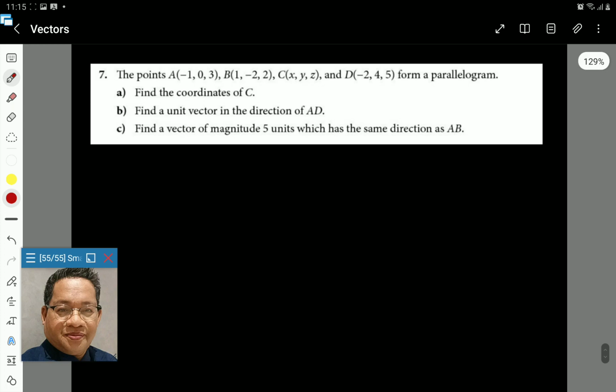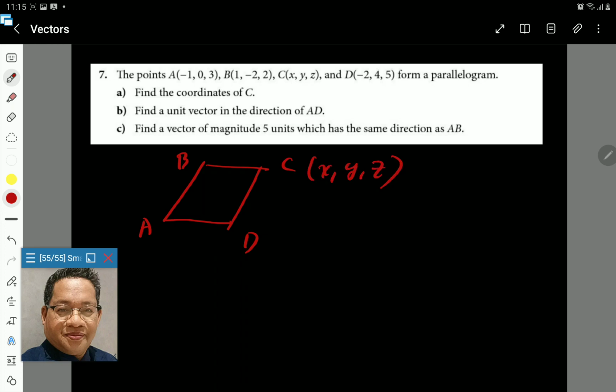Okay, this one. The points A, negative 1, 2, 3, A, B, C, D form a parallelogram. So this is basically the same as my example a while ago. So that is A, that is B, that is C, that is D. And then you are looking for the coordinates of C because C is x, y, z, and it is not given. Let's say that this is your origin here. So basically the coordinate of C, meaning from O, you're going to go to C so that you would be able to get the coordinate of your C. So that is that vector OC.